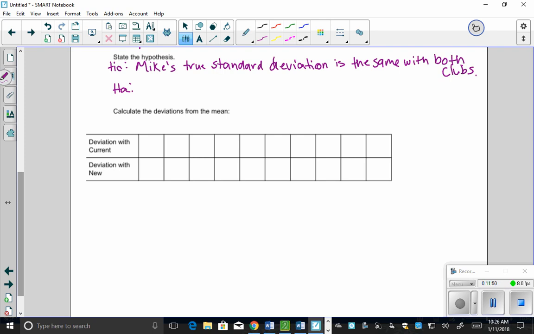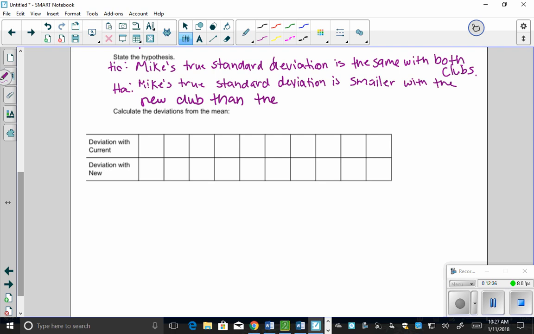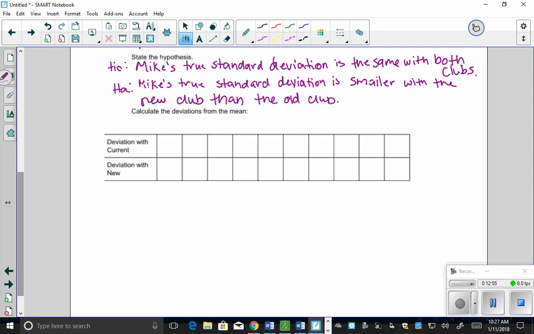So the alternative one is where we think one's going to be better than the other. So the alternative is going to be that Mike's true standard deviation is smaller with the new club than the old club. So when I made this statement that the standard deviation is smaller with the new club, that means that we think he's going to do better with the new club, because the smaller standard deviation, the better.